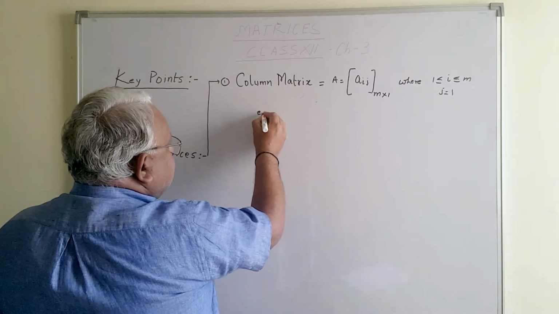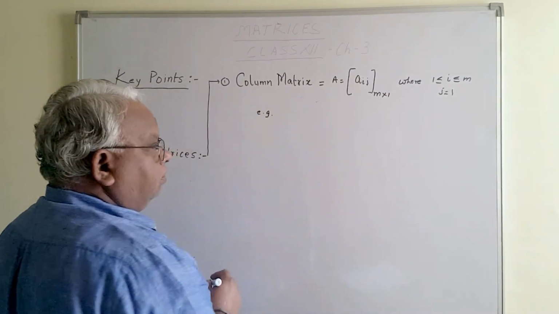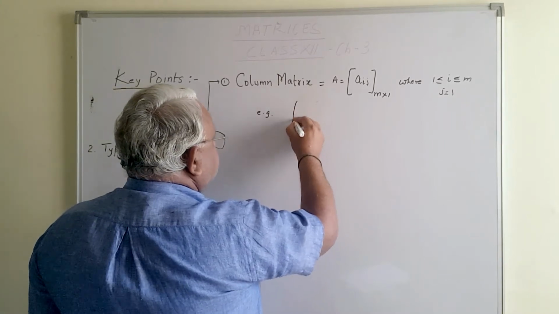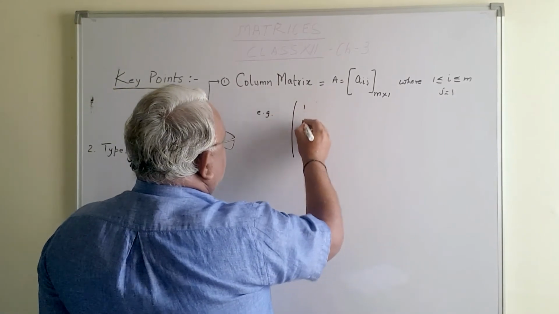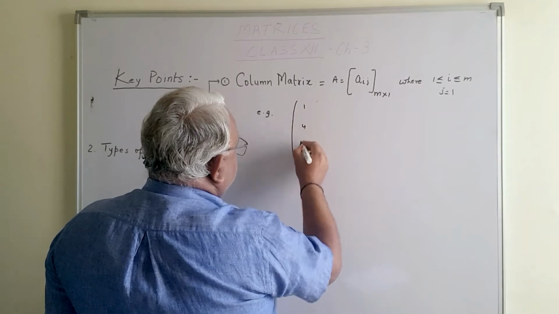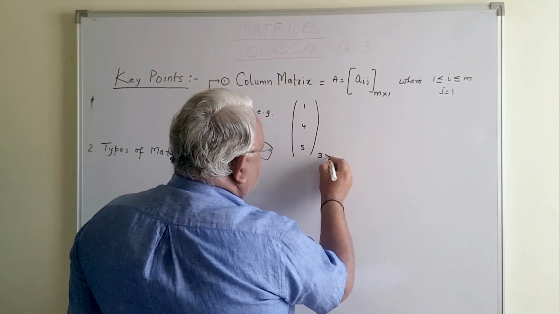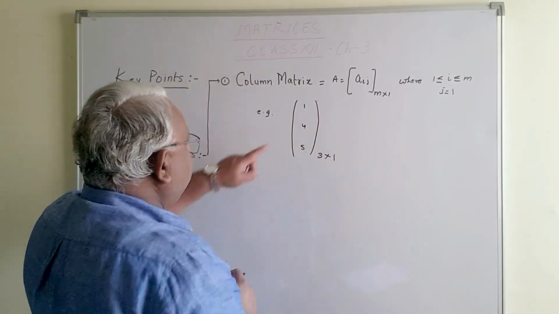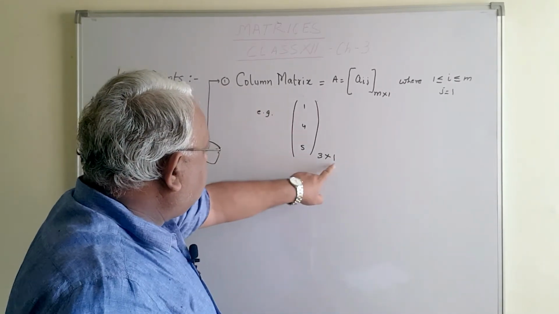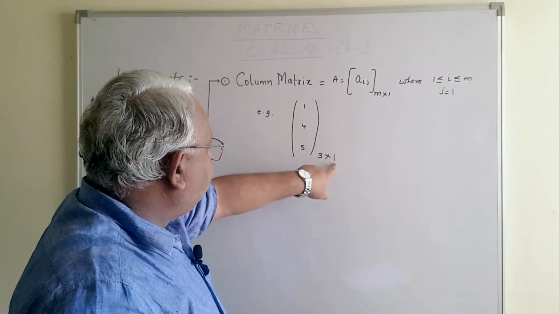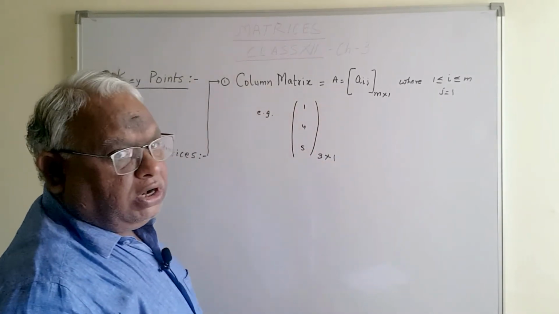To understand it, let us take an example. The example is 1, 4, 5. So it is 3 cross 1. The number of rows is 3, but the column is fixed at 1. So when the number of columns is 1, it is called a column matrix.